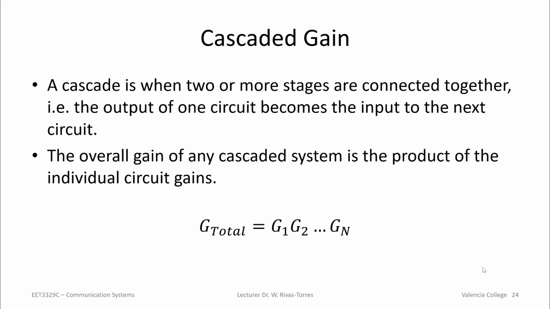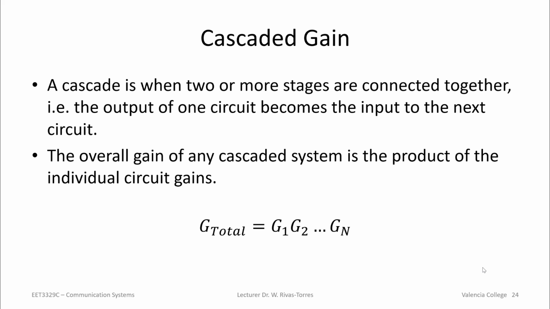Now, cascaded gain. Normally an amplifier or an attenuator doesn't exist all by itself. In order to manipulate the signal, you usually connect these in cascade. Now, a cascade is when you have two devices, and the first device has an input and an output. The output of the first device or stage, let's say it's an amplifier, we'll call that a stage, is the input to the second stage, which could be an attenuator or another amplifier or something else, right?